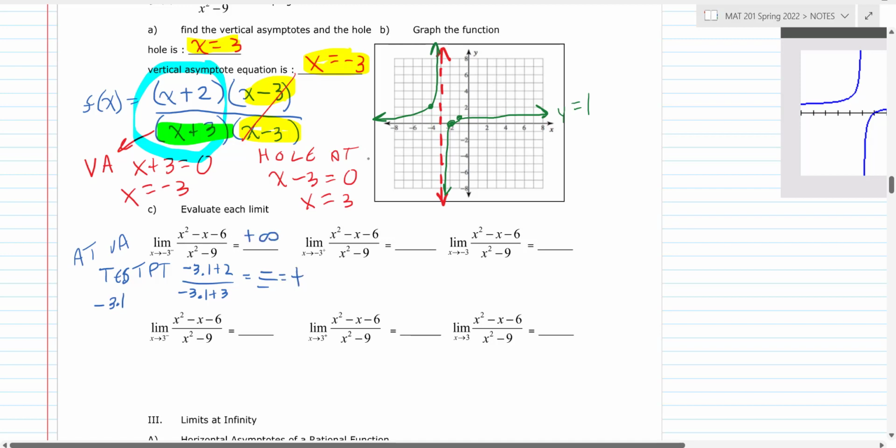Now you can tell by your graph visually that if you're on the left-hand side of the asymptote, that graph is going up to positive infinity. Okay, so that's how you can work that out.